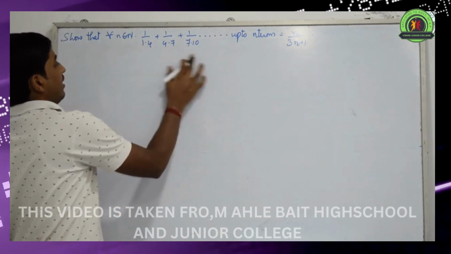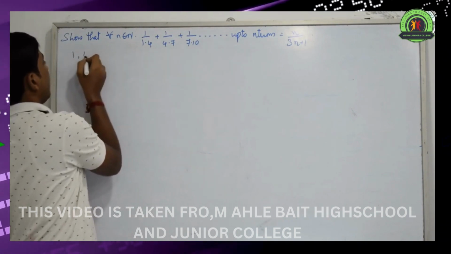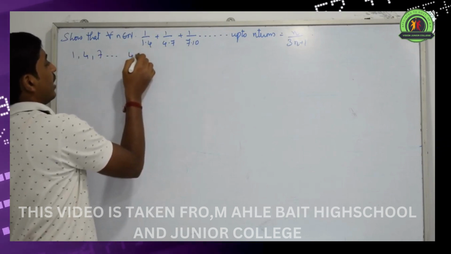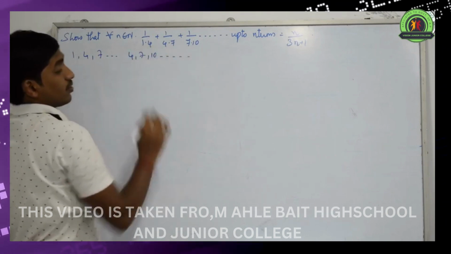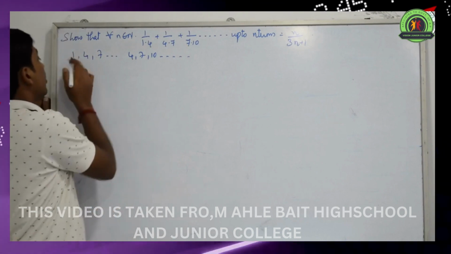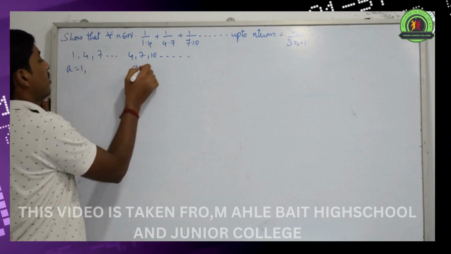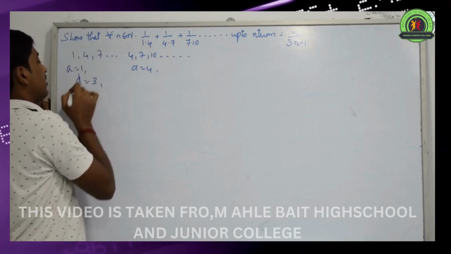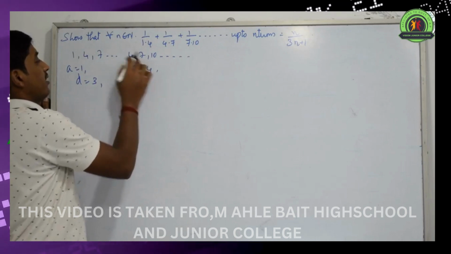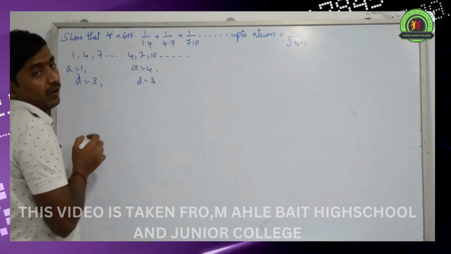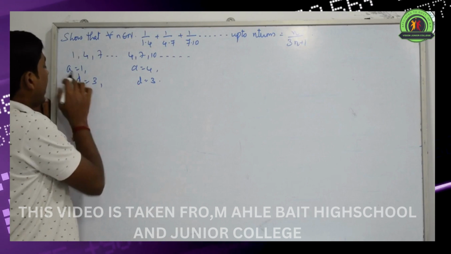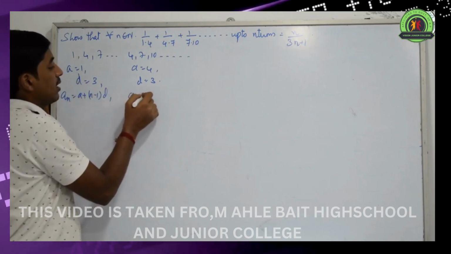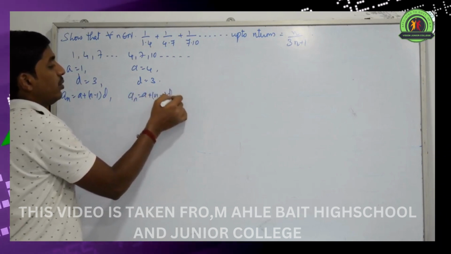We have to segregate these terms as two different APs: 1, 4, 7 and so on for one AP, and 4, 7, 10 and so on as the second AP. What is the first term here? 1. What is the first term here? 4. What is the common difference? 4 minus 1 is 3. This is d. What is the common difference here? 7 minus 4, that is 3. Okay. What is the nth term? a plus n minus 1 into d. Here also a_n is a plus n minus 1 into d.